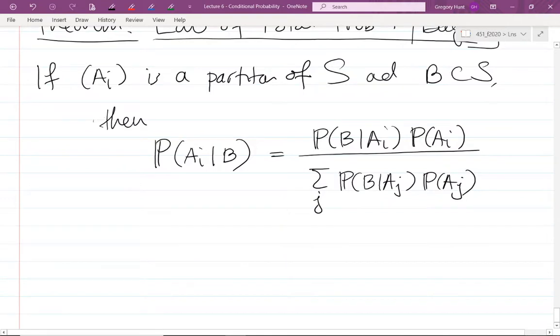So this feels a little bit like Bayes' theorem, and it feels a little bit like the law of total probability, and it is actually just a combination of the two.